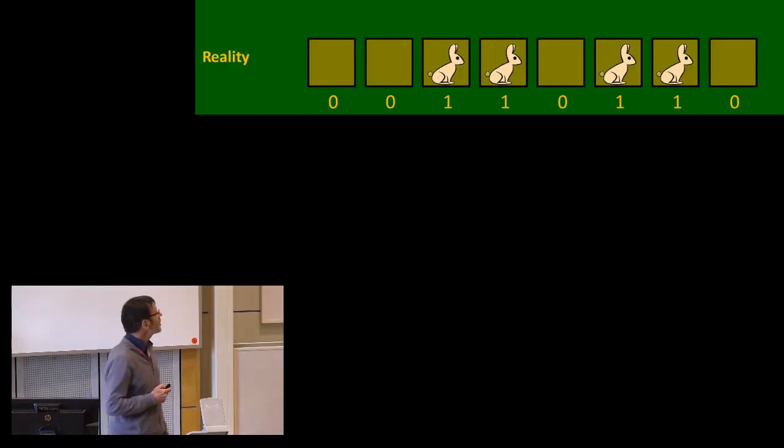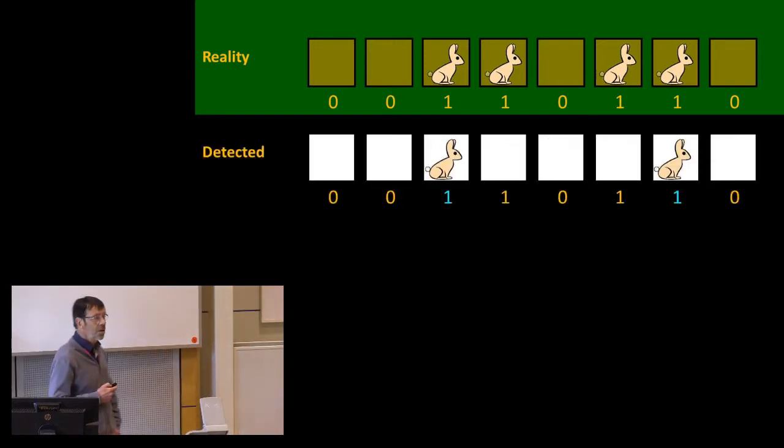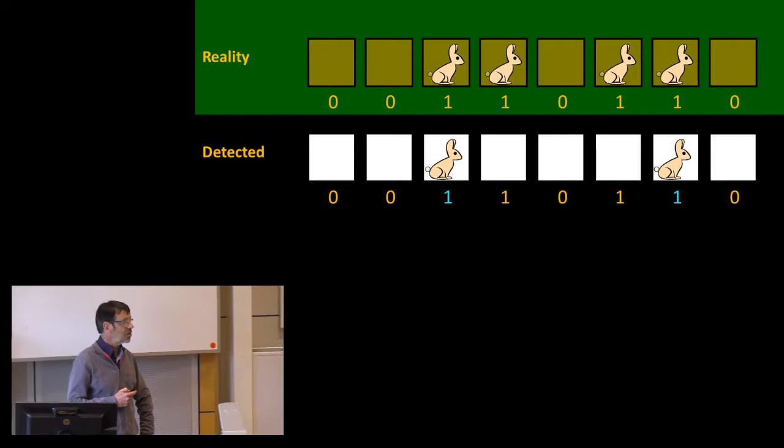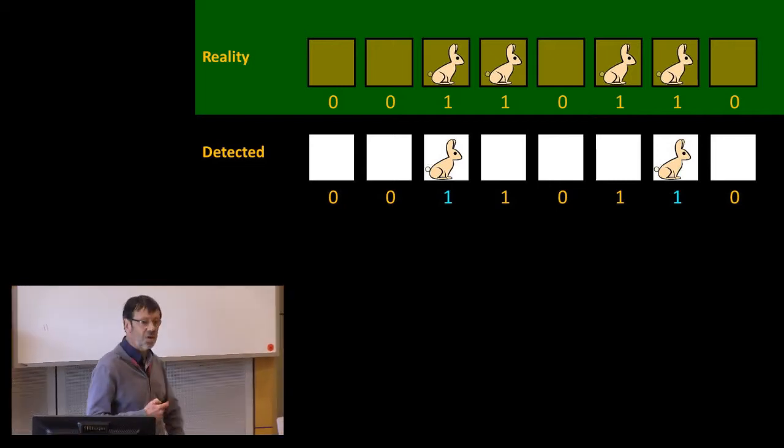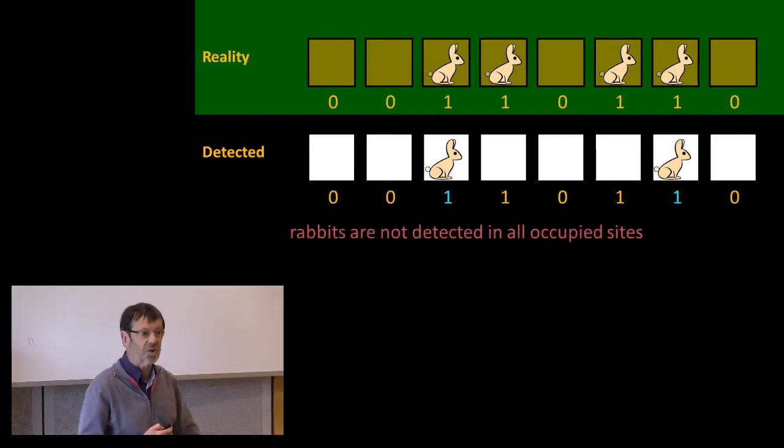All right. In reality, let's say we have 4 occupied sites, but what we detect is not all of those occupied sites. We only see 2 of them in case detection is imperfect.